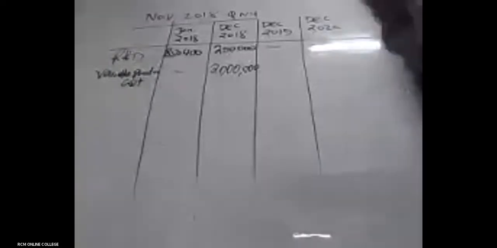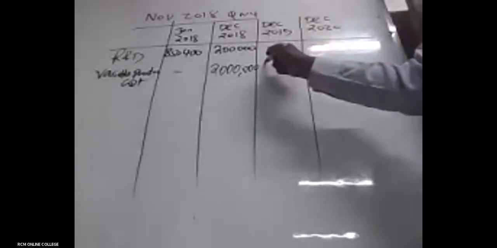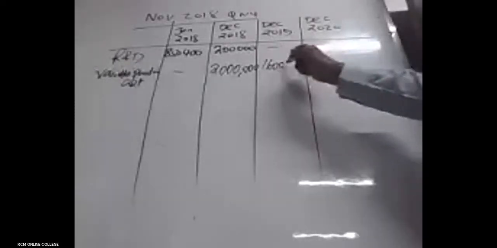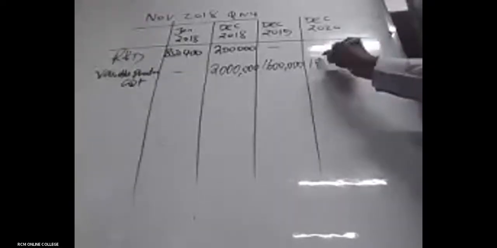Is that okay? Because you see, it is 100 times 20,000. Now give me the variable production cost for the next year. 1.6 million. Now you have become locals, eh? How about December 2020? 1.8 million.